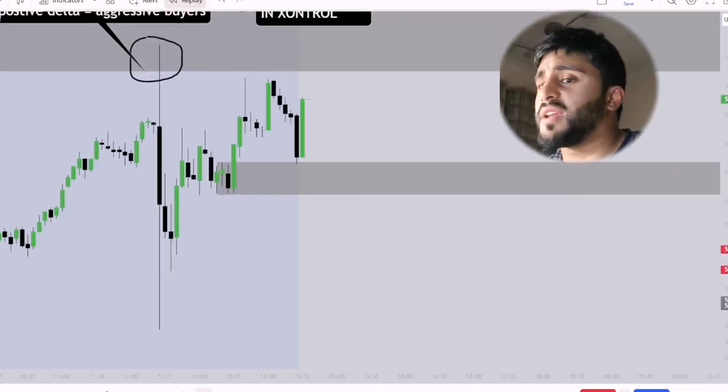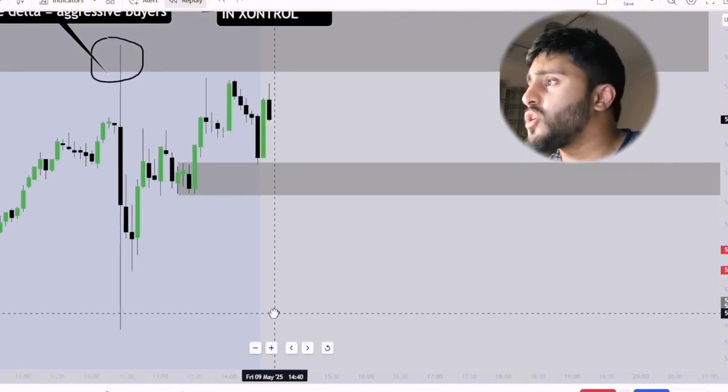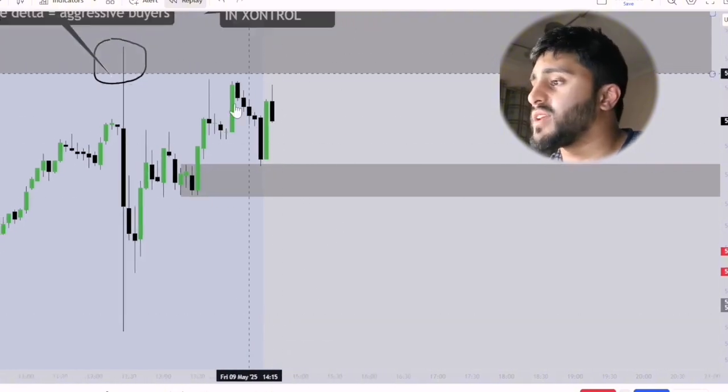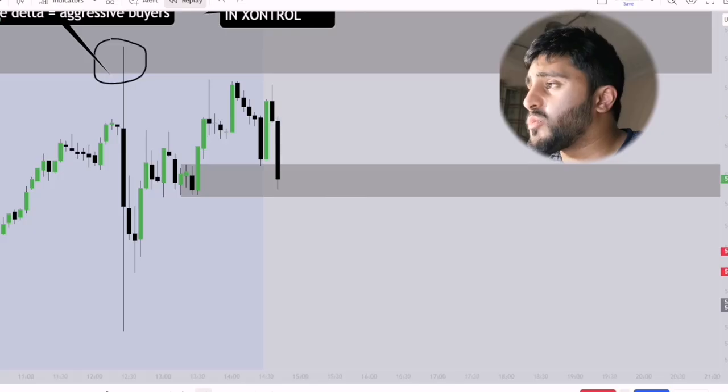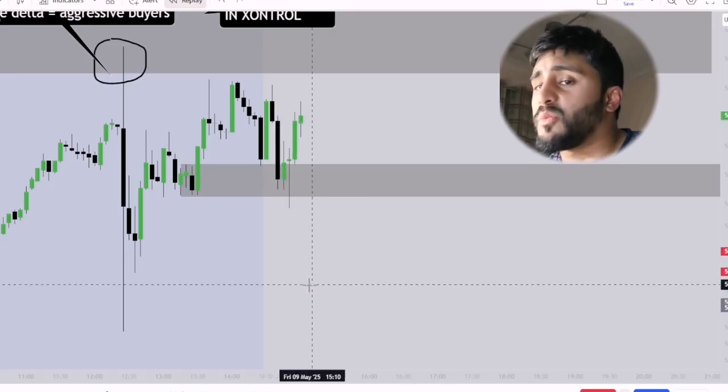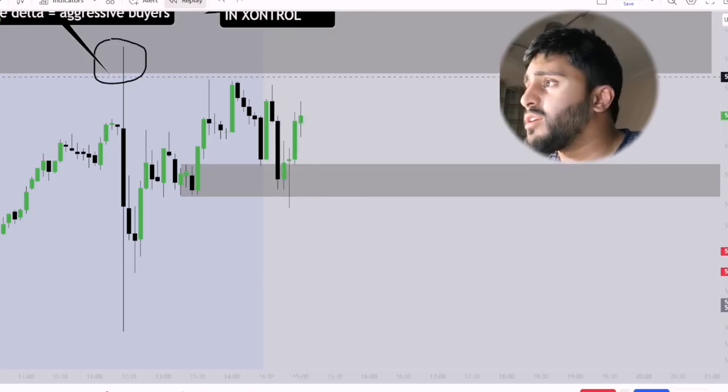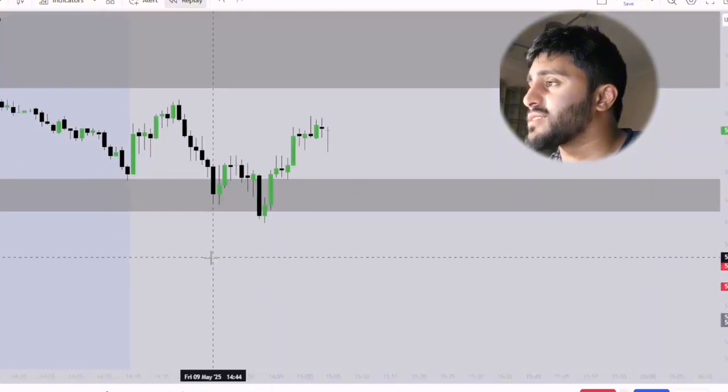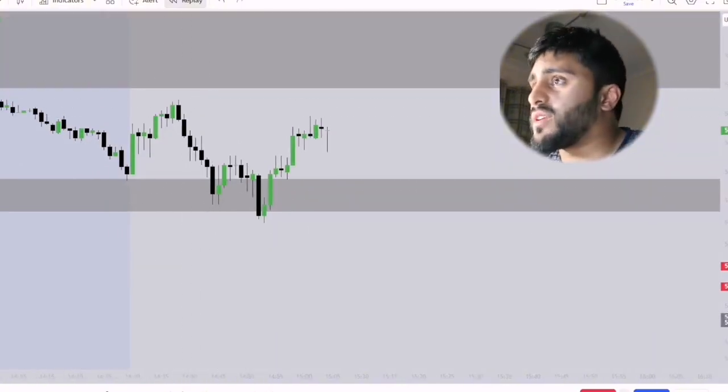So now we have a 15-minute fair value gap. What we need to understand is there's only two things that can happen inside of the 15-minute fair value gap. Price can either move up or price can move down. If we take a look at now, we're into market open and we're going to be analyzing price near this particular zone, right? From here, we need to understand what's going on in terms of price.